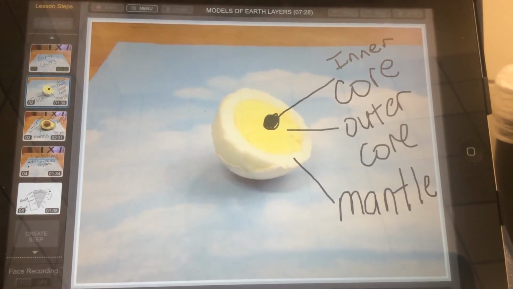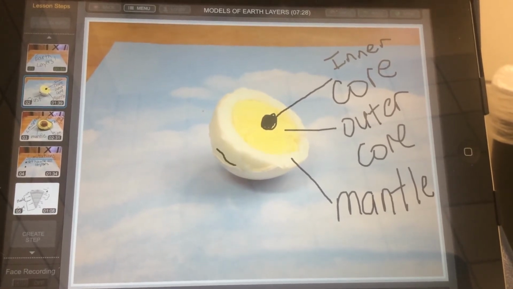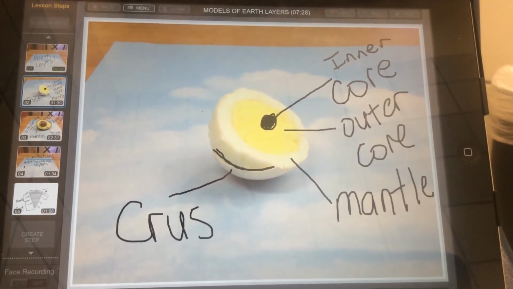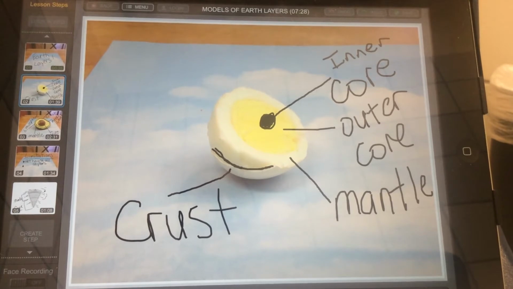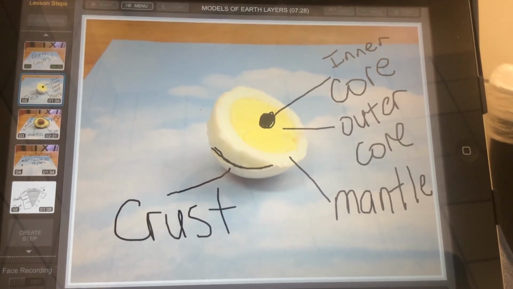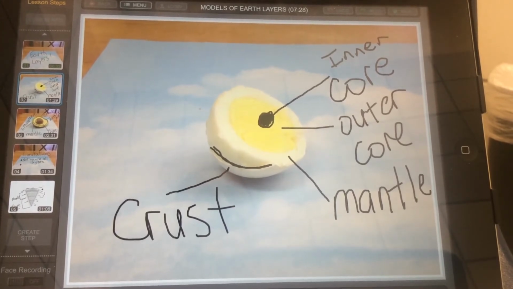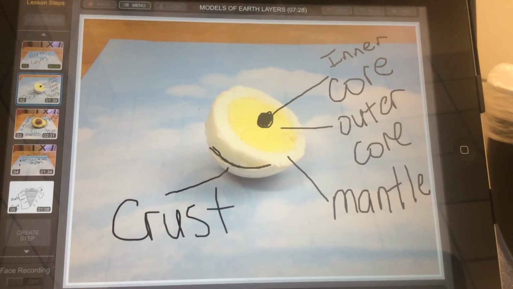Okay, now, as you can tell, the egg has been broken apart right here, and you can see that we have something called the crust. And if you think about the Earth's crust and you think about the egg's crust, you can tell that it's pretty similar of how thin it actually is. So that's the model that we're going to look at to compare to the Earth's layers. Now let's move on to the next.